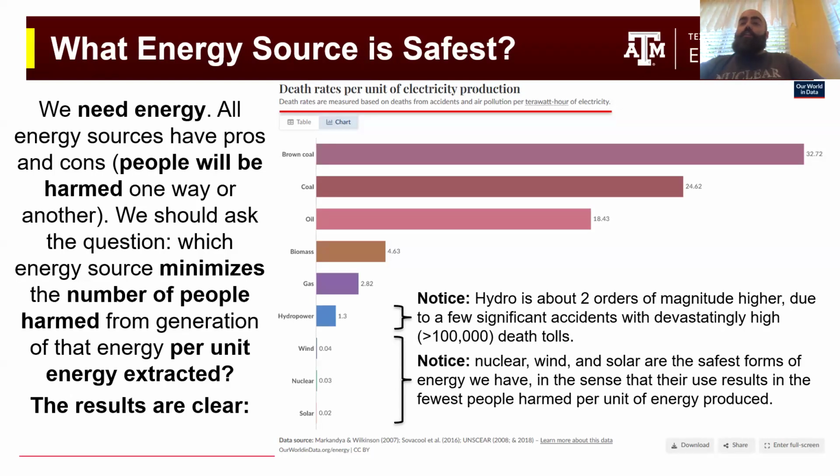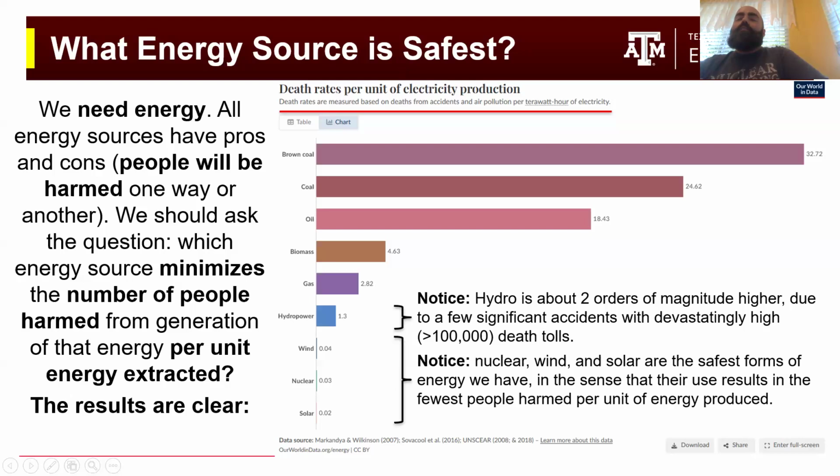Either way, no matter what energy source you think of, people are going to end up being harmed from the use of that energy. Doesn't matter if it's solar, doesn't matter if it's coal, doesn't matter if we say, screw this, we're going to go back to cavemen using fire for fuel. People are still going to get hurt by fires if that's where our energy comes from. So, really, the question that we should ask is which is the safest?